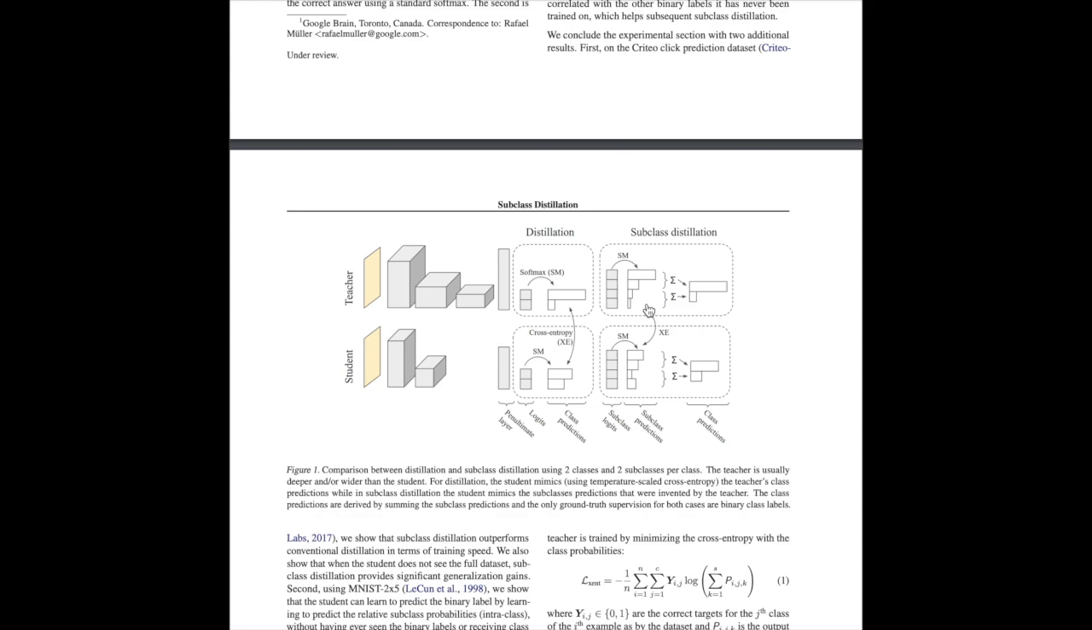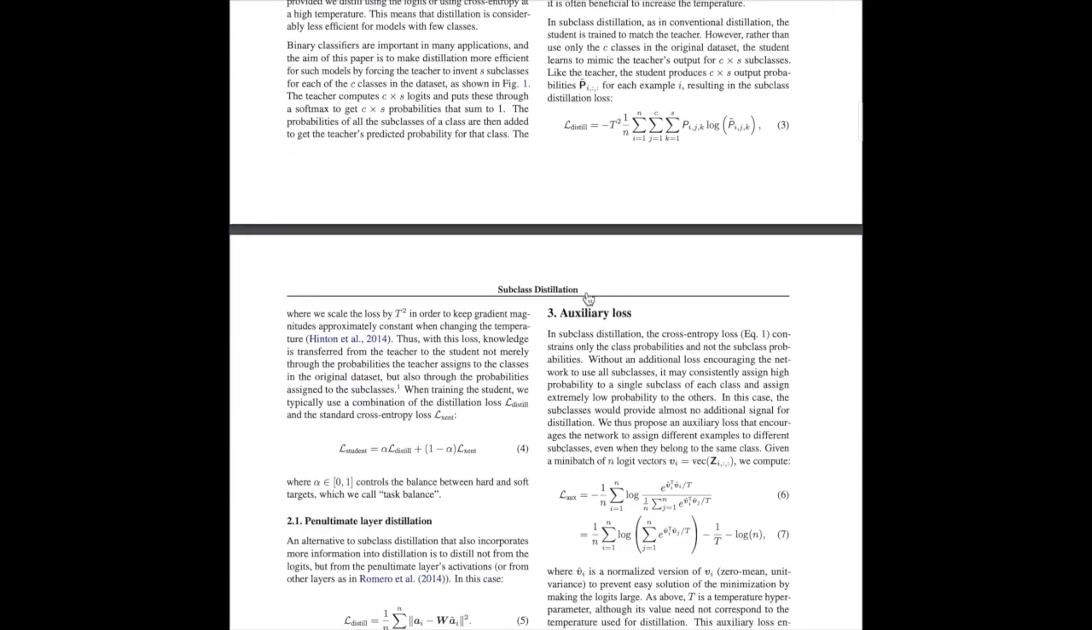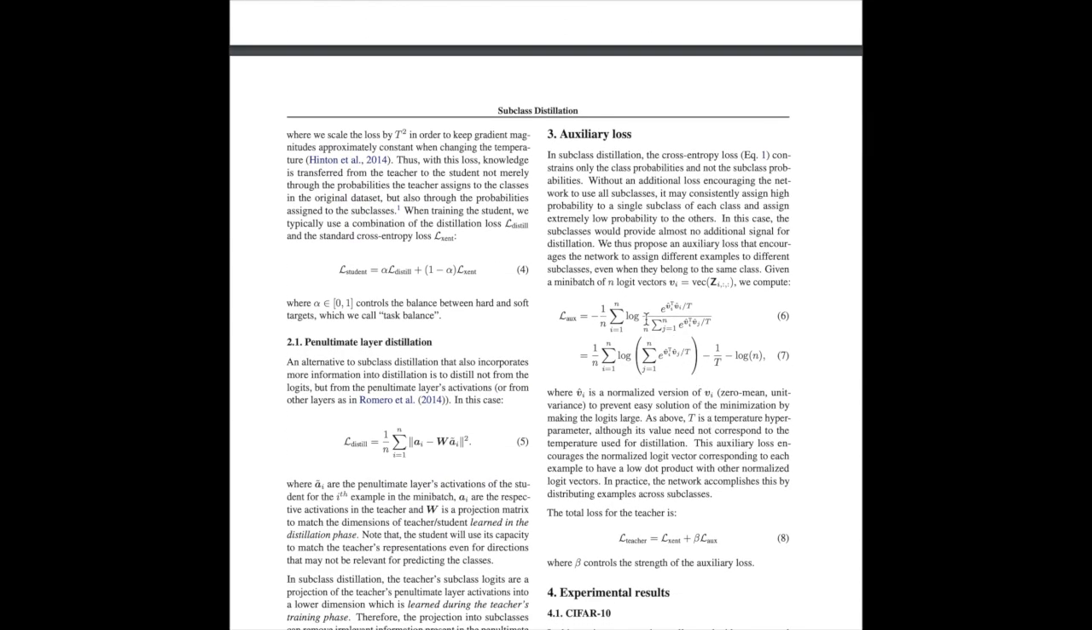So take the problem of binary classification, in which the teacher network only produces predictions over two classes. This doesn't give much signal for the student network to learn from the teacher network. So rather, what they do is introduce this contrastive learning loss that encourages the teacher to distribute its predictions into these different subclasses, and then it can use these subclasses to train the student network.